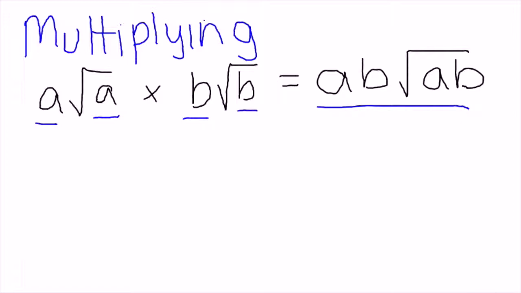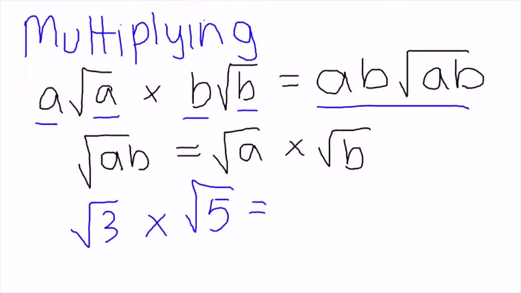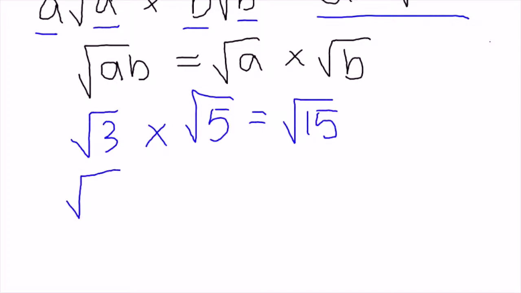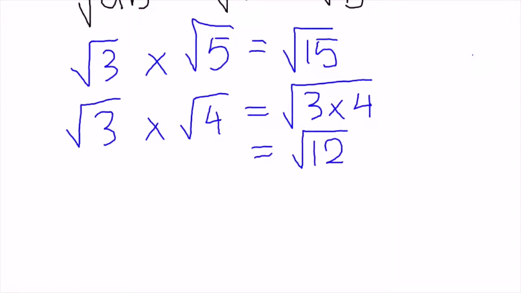This also means that if you are given the expression root ab, it is equal to root a times root b. This can be seen with the example of root 3 times root 5 is equal to root 15. Now, if we are given the example of root 3 times root 4, we know that it is equal to root 3 times 4, which is also equal to root 12. And now, to get our final answer, we simplify root 12, so that it is equal to 2 root 3.